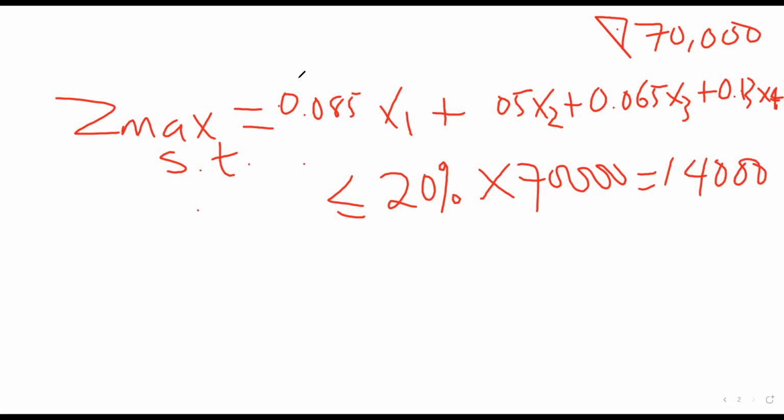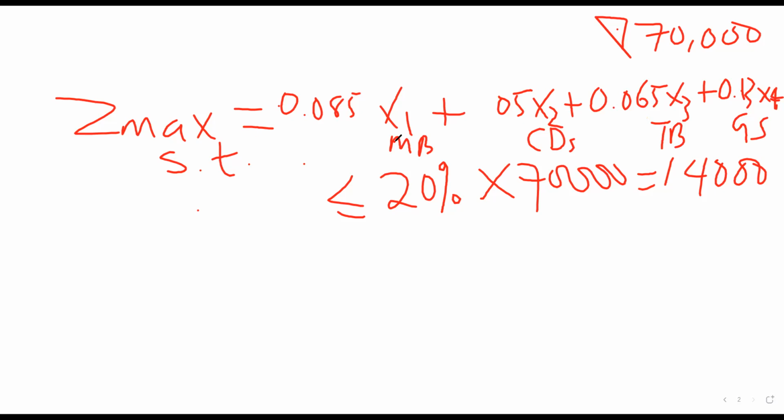Now it says that no more than this should be in municipal bonds. Let me just remind you of the representations. Municipal bonds is the first one, MB. Certificate of deposit, CDs, is the second one. Treasury bills, TB, is the third one. Growth stock fund is GS. Those were the situations.